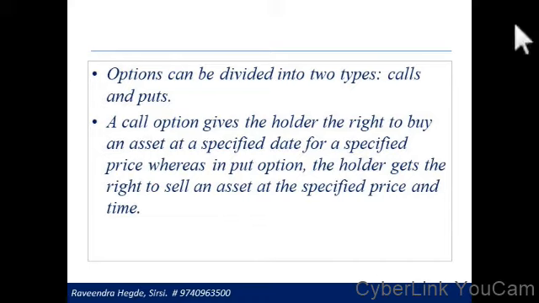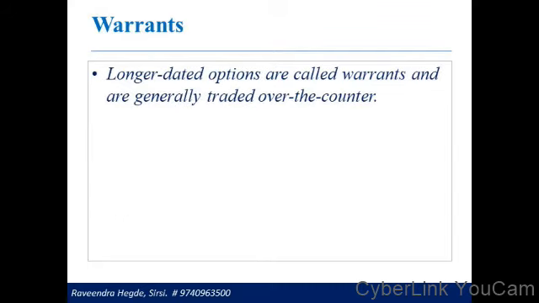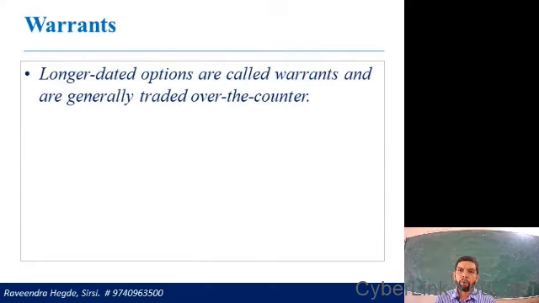Options can be divided into two types: calls and puts. A call option gives the holder the right to buy an asset at a specified date for a specified price, whereas in a put option the holder gets the right to sell an asset at the specified price and time. Next is the warrants.